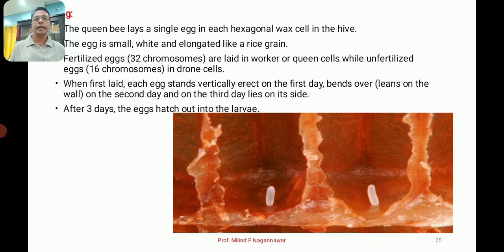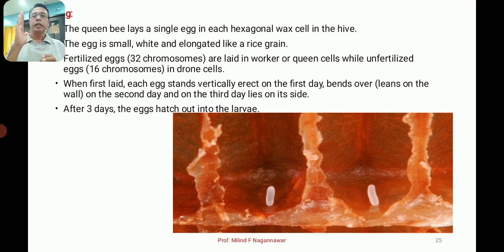After 3 days, the eggs will hatch into the larva. For any of these, all eggs have the same developmental period, that is, all the eggs hatch in 3 days. So eggs are what? They are single eggs, laid in each hexagonal cell. They are white, elongated, rice grain sized.